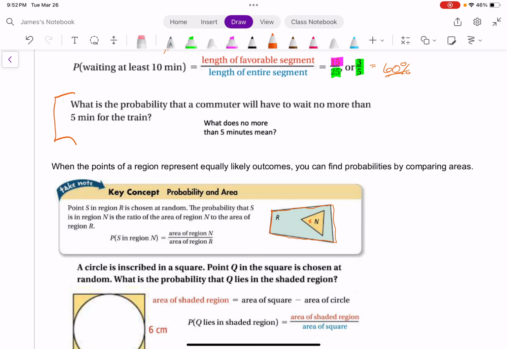So what you're going to do is compare the area of the yellow, because that's the favorable outcomes. That's what I want my dart to hit. So that's the area of the yellow in the numerator. And then the area of everywhere that the dart could have hit would be this region here in blue, which includes the yellow. So that's going to be my denominator.